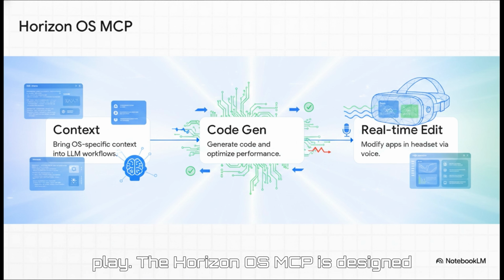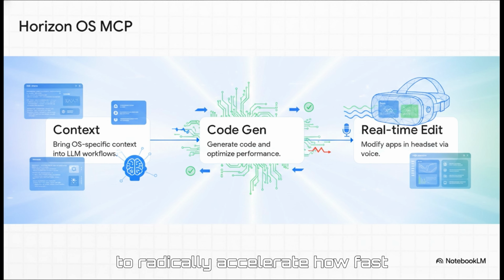The Horizon OS MCP is designed to radically accelerate how fast developers can build great stuff. Step 1, developers can now bring Horizon-specific context directly into their AI workflows. Step 2, the AI can instantly generate code and actually execute performance optimizations. It essentially finds the exact bottlenecks that are causing your game to lag, and it just fixes them. Step 3, using the Immersive Debugger, developers will be able to edit and modify their applications in real time, right inside the headset, using just their voice. No way, right? It means we're going to get more apps running smoother, arriving way faster.